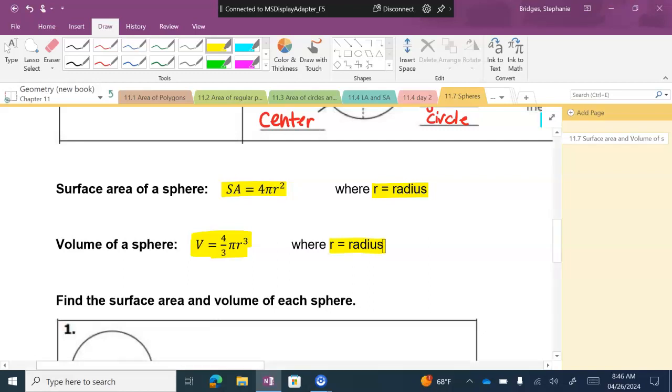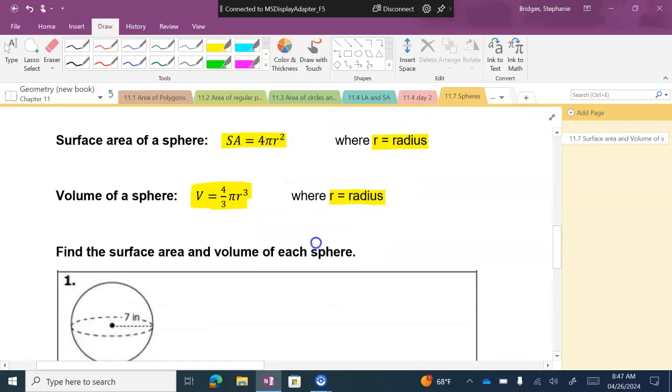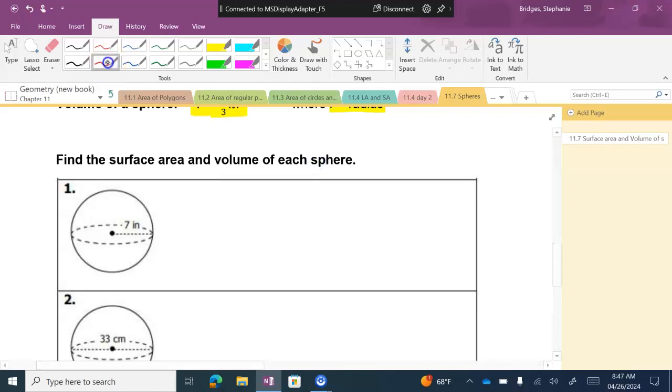Very good. So again, I have to know the radius, which goes from the center to the edge, not the diameter. The diameter's twice the radius. So we're going to find the surface area and the volume for each sphere. In question number 1, am I given the radius or the diameter? The radius. Okay, so we're going to start with the surface area. That is going to be 4 times pi times my radius, which is 7, squared.